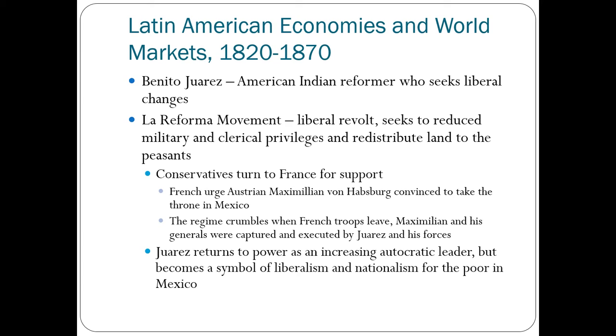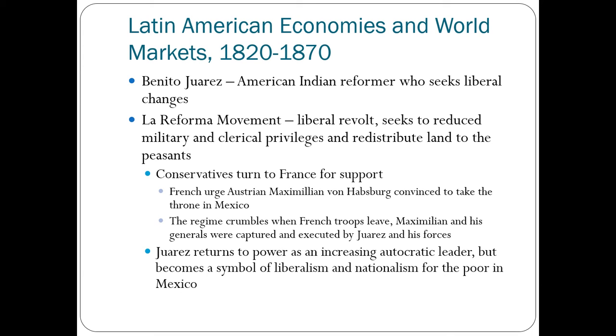Benito Juarez will be the next reformer to come to power, seeking liberal reforms. The La Reforma movement will take place alongside of that. This is a liberal revolt that is largely going to try to reduce the military and to take away power from the Catholic Church. Essentially, what a lot of the peasants want is to see land taken away from the Catholic Church and redistributed among the peasants. As I think I mentioned before, the Catholic Church owns most of the land in Mexico, and the peasants clearly want to have a piece of that.